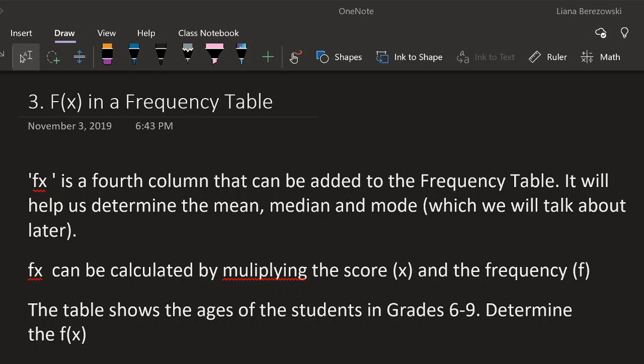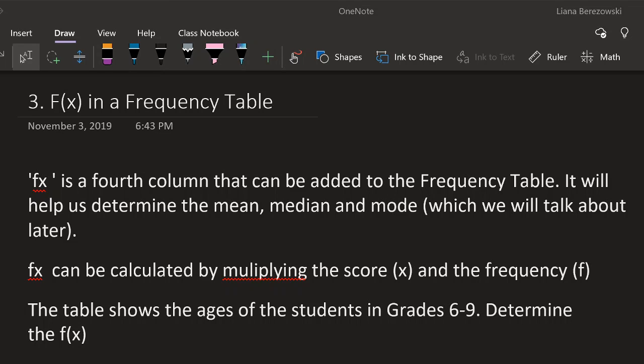So f of x is actually really easy to calculate. All it is, is multiplying the score, which we represent with x, by the frequency, which we're going to represent with f. So if we look at this first example here, we have a table that shows the ages of the students in grades 6 to 9, and it wants us to determine f of x.